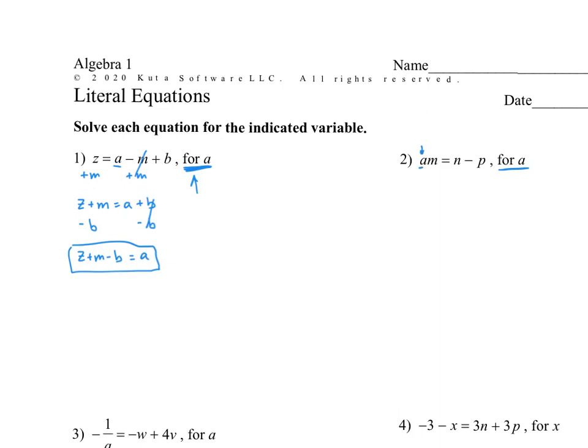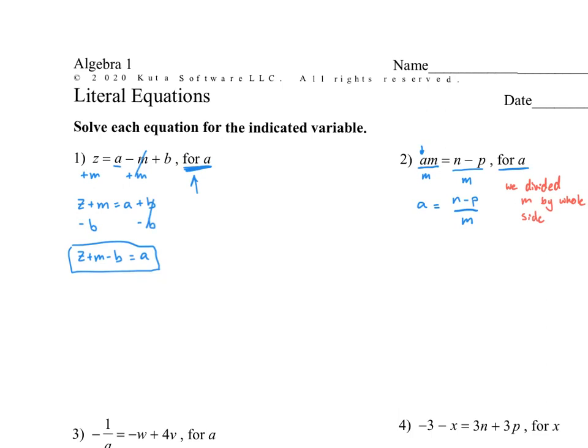In this problem, we have a times m. The only way you undo multiplication is by dividing. So I'm going to divide both sides by m. And now I have a is equal to n minus p, divided by m. This is something I want you to pay attention to: we divided by m on the whole side. So make sure in your answer that m divides the whole side. You don't just put m under one of the letters. It's divided by the whole thing.